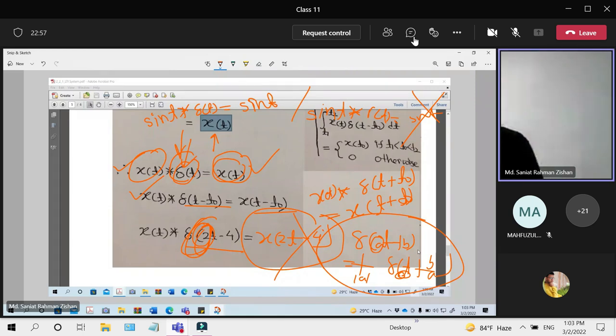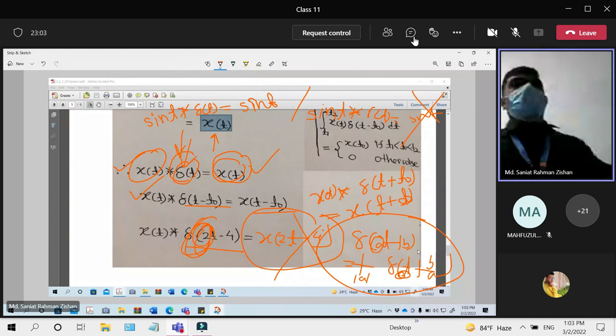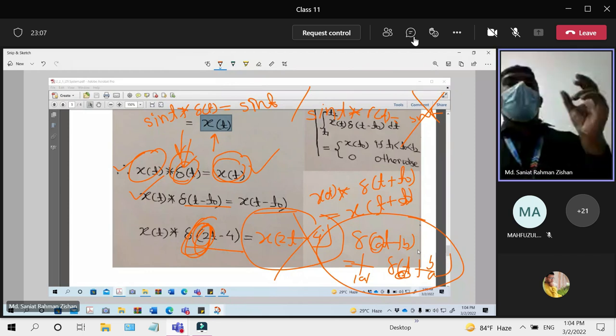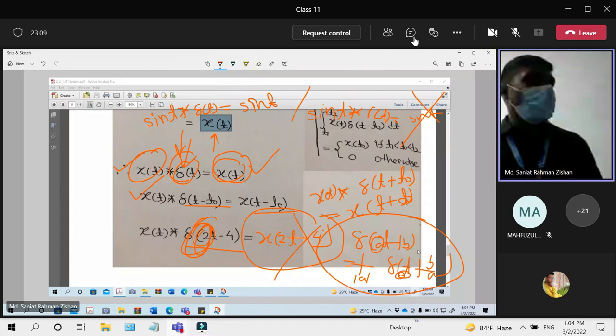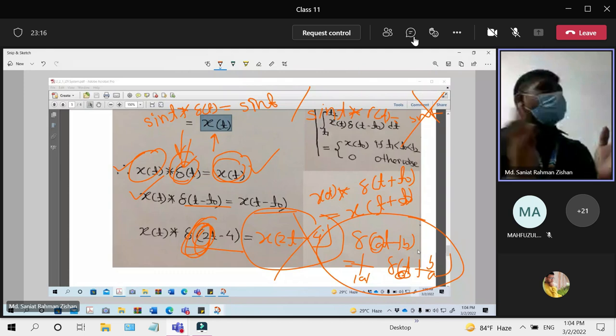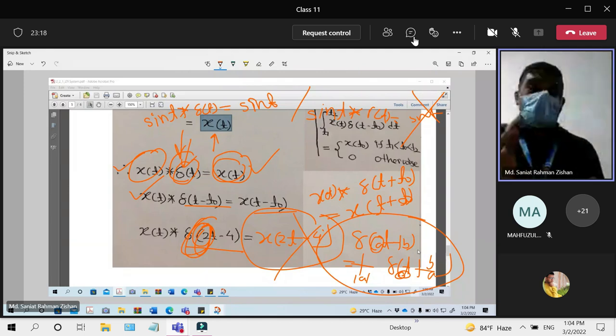It's about LTI systems. We need to know how to calculate the output. The formula is y(t) = x(t) convolution h(t), or we can say the integration of x(tau) h(t minus tau) d tau. Then we have learned about different types of LTI systems: LTI systems connected in series, LTI systems connected in parallel, etc.